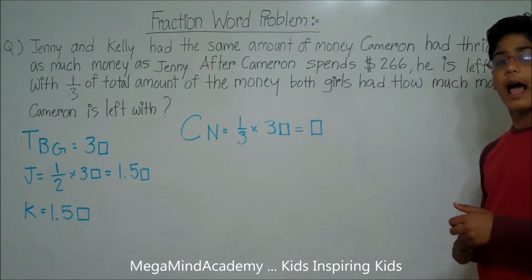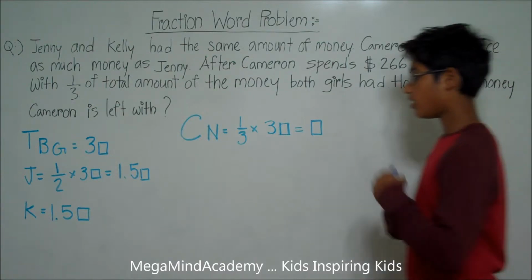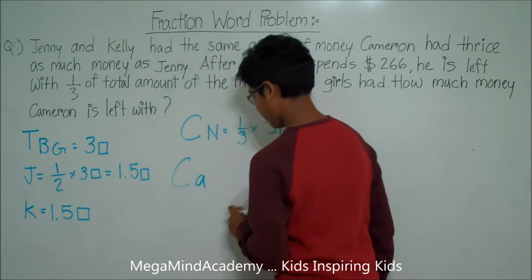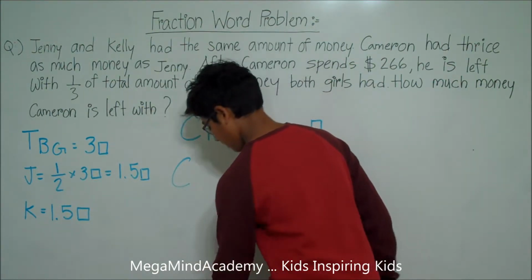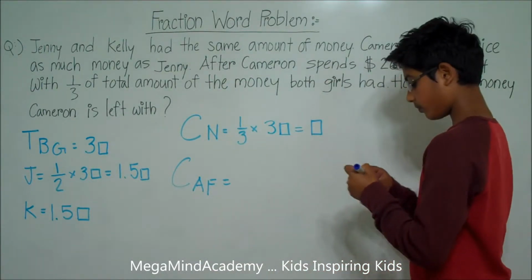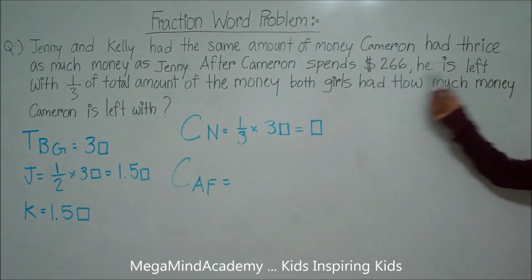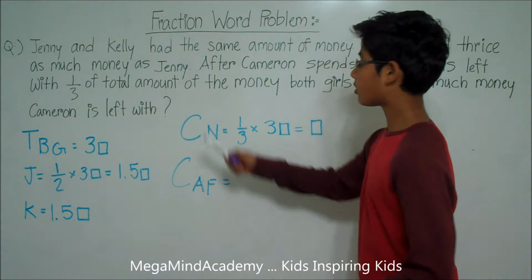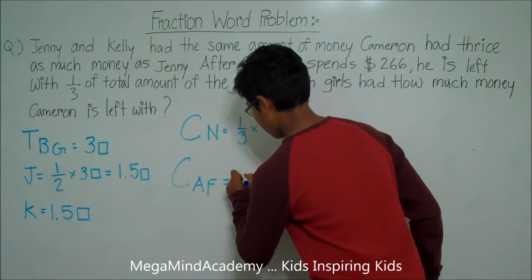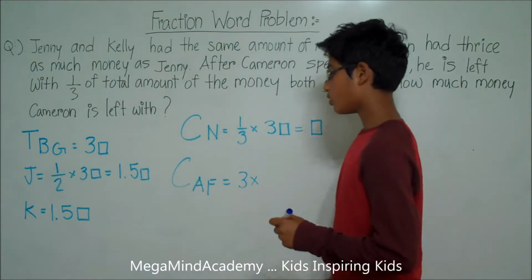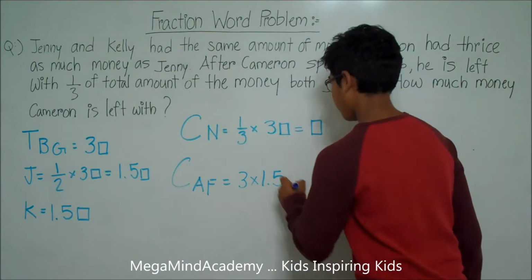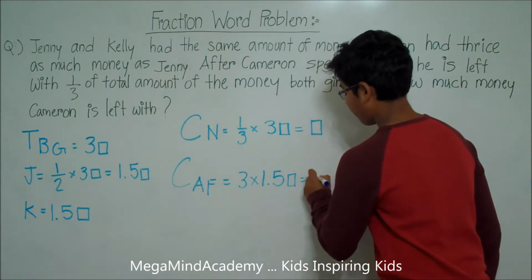Now let's find out how much money Cameron had at first. So Cameron at first, C for Cameron, A for at, F for first, is equal to, we know that Cameron had thrice as much money at first as Jenny at first. So Cameron at first is equal to 3 times Jenny, which is 3 times 1.5 units, which is equal to 4.5 units.